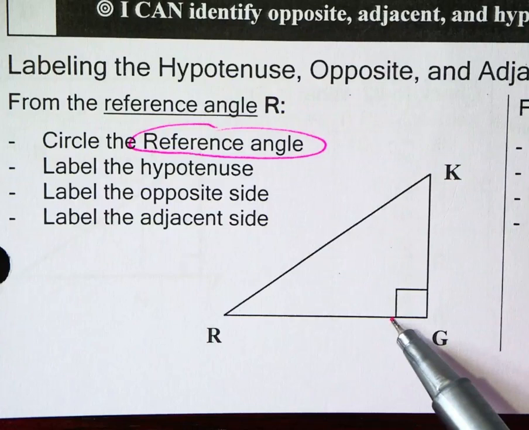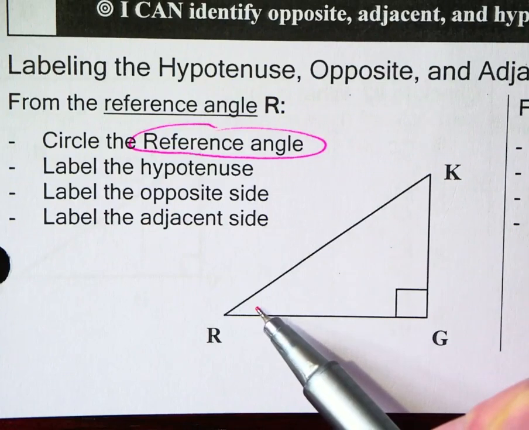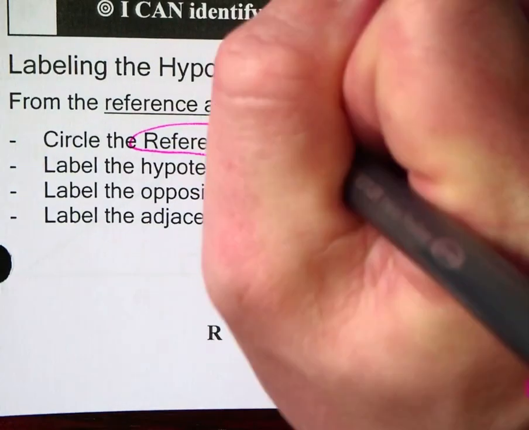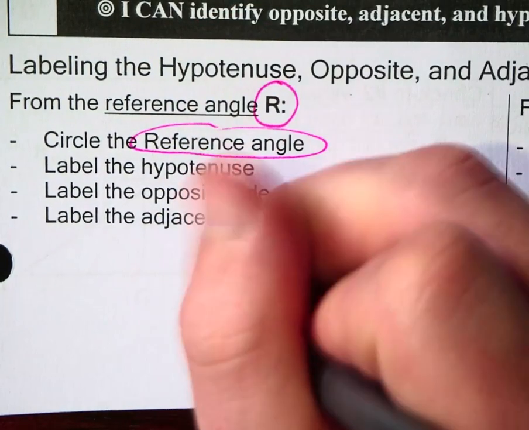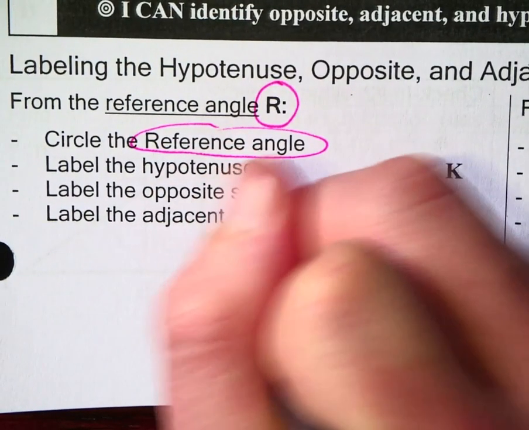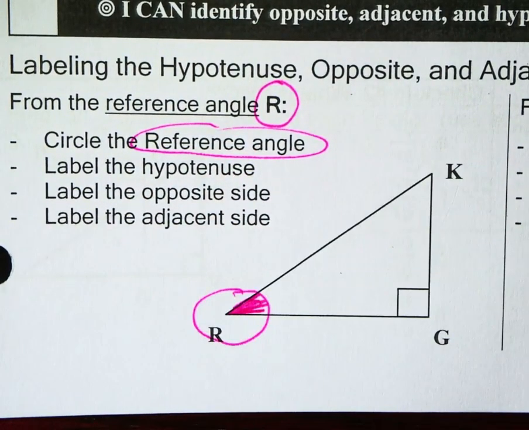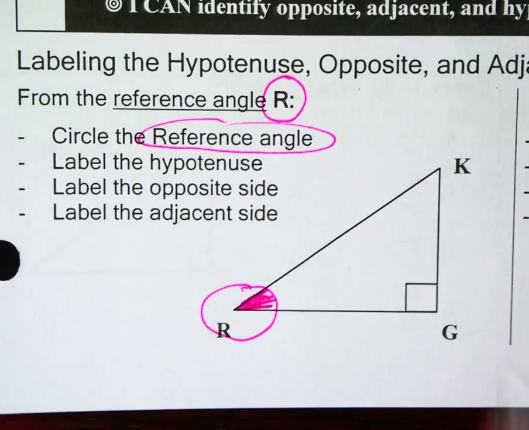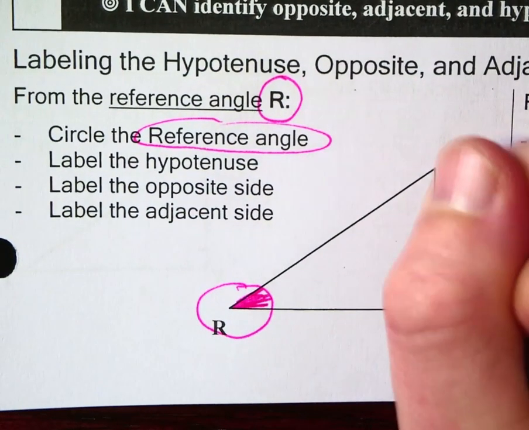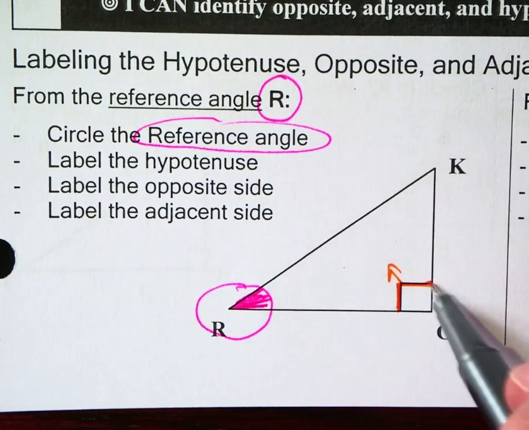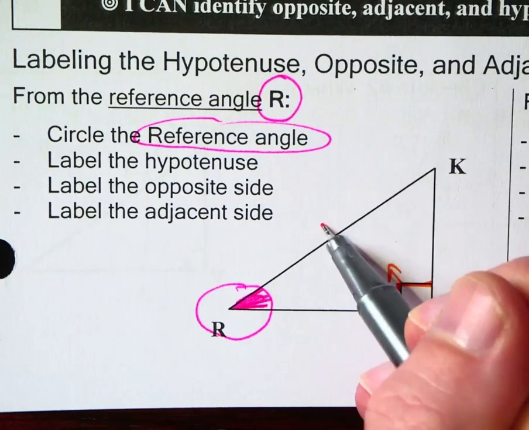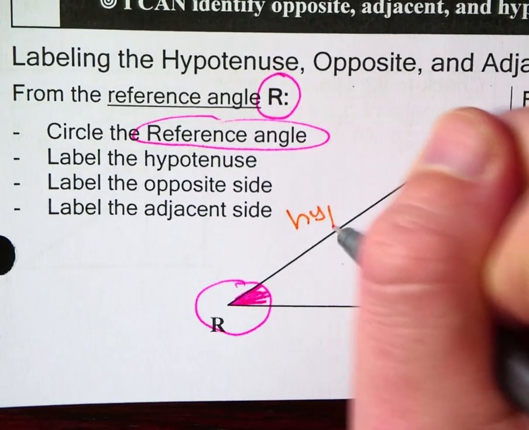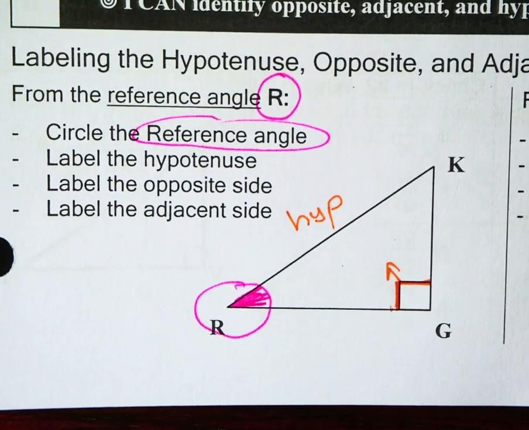So this will never change, but these angles will change. And which one we refer to matters. So the reference angle I'm talking about here happens to be R. So I'm going to go ahead, I'm going to circle R and shade in that angle. Now the hypotenuse is always the longest side and it's opposite the 90 degrees. Biggest angle, opposite the biggest side. Okay? So this here will be the hypotenuse, which I'll abbreviate that way.